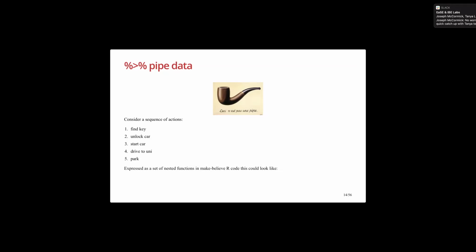If we were to make up some pretend R code, what that might look like, if we wanted to do it all at once using base R, in make-believe code, is something like this. We always have to nest our functions and our statements. So here we start by finding our keys. We then unlock our car. We then start our car. We then drive our car to campus, say, and then we park our car. So there's our 5 steps, represented as 5 pretend functions.